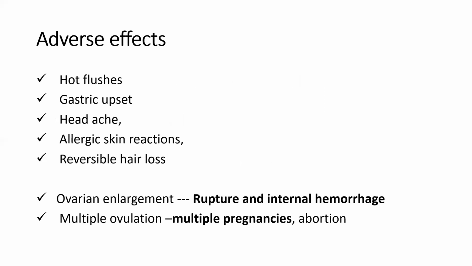What are the adverse effects of clomiphene citrate? It causes hot flushes, gastric upset, headache, allergic skin rashes, and reversible hair loss. Reversible hair loss means that whenever the treatment is stopped, regrowth of the hair will occur after stopping the drug. There can also be enlargement of the ovaries, which can lead to rupture and internal bleeding. And the main disadvantage of clomiphene citrate is that it can lead to multiple pregnancies and abortions.